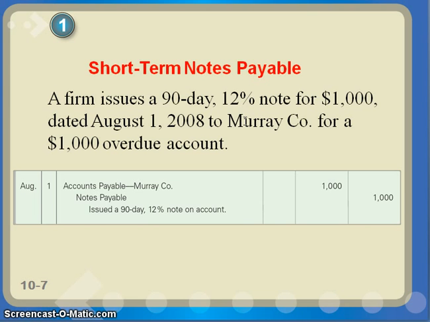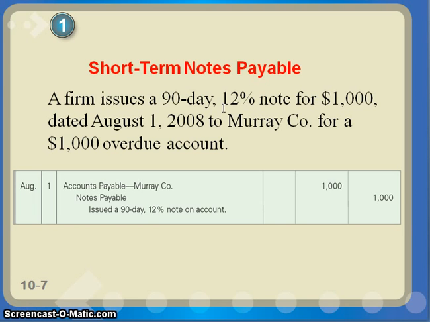But let's focus on notes payable a little bit here. And let's look at a short-term notes payable. Let's say a firm issues a 90-day 12% note for $1,000, dated August 1st, 2008, to Murray Company for a $1,000 overdue account. So what we're looking at here is we had an account payable.